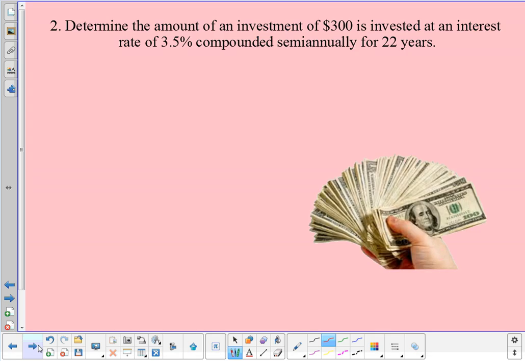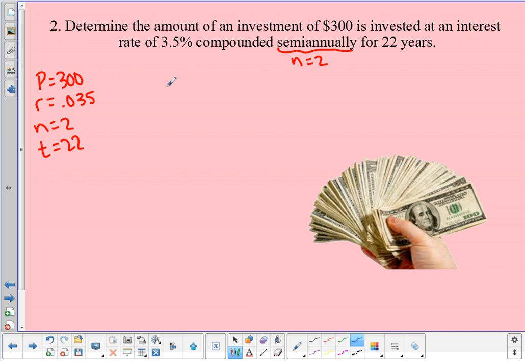Let's try it again. Determine the amount of investment if $300 is invested at an interest rate of 0.035%, or sorry, 3.5% compounded semi-annually for 22 years. This tells me my n is 2. So I can go through and write out my variables. My principal is 300. My interest rate as a decimal is 0.035. My n is equal to 2. That's what semi-annually means. And my time is 22 years.